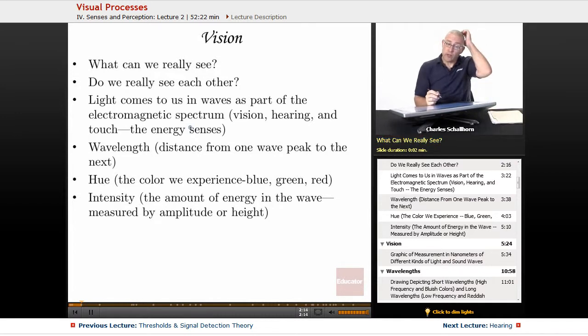Vision. What can we really see? Can we really see each other? Now, when I'm in my classroom and I ask my students, can you see each other? Of course they say, yes, we can see each other. I'm looking right at my person here. I'm looking right at my friend, my partner, whatever it is. But the reality is we can't see each other. All we see is light waves reflecting off of the molecules that make up who we are. So you're not seeing me.